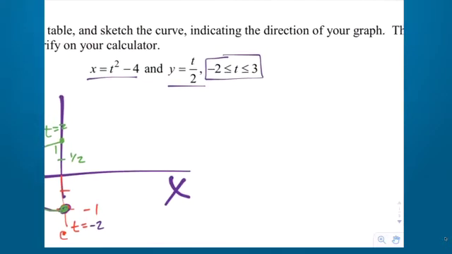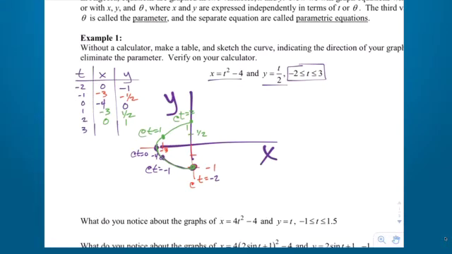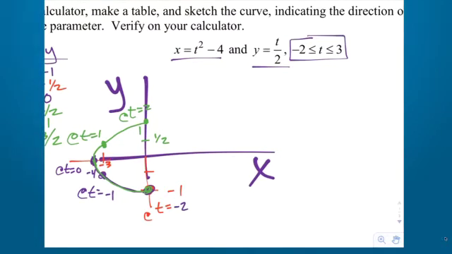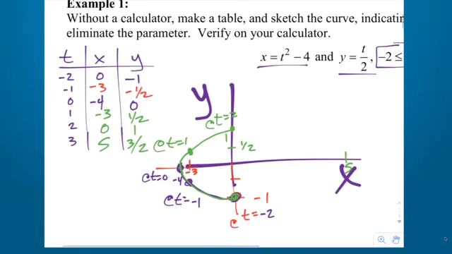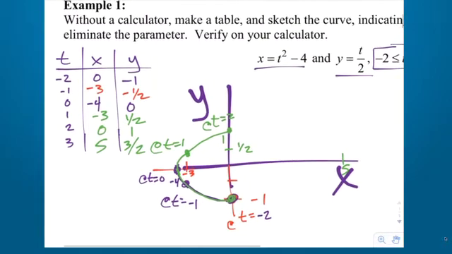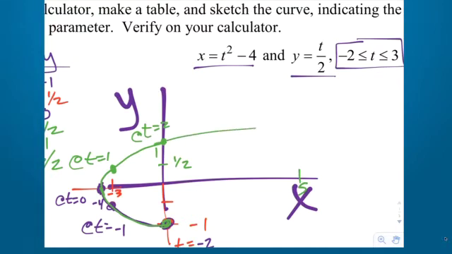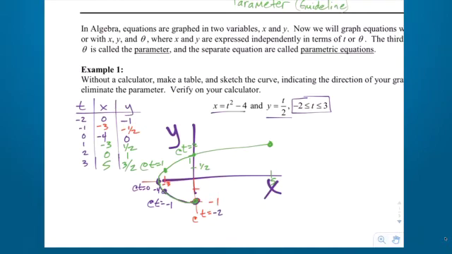And then finally, where our parameter value, time, ends at 3, we'll plug it in, and we get 9 minus 4 is 5, and 3/2, 1.5. So now I'm going to come way out here, call this 5, and it went all the way up to 3 halves. Okay, so I'll just finish it like this, maybe right there. And there you go.